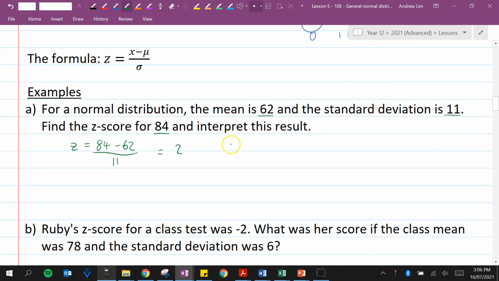So that means a score of 84 is 2 standard deviations above the mean.